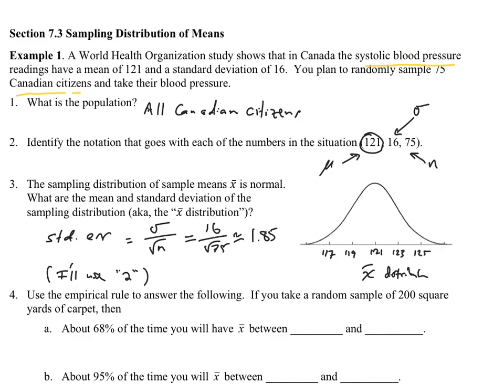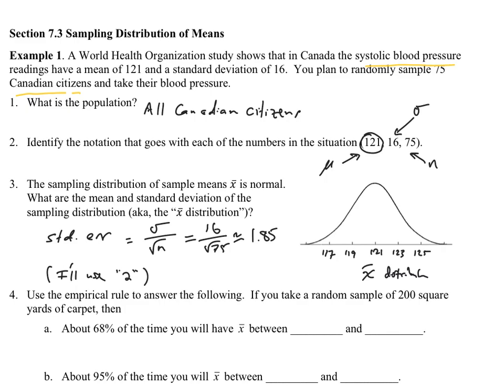So that gives me a sense that if I were to go randomly sample 75 Canadian citizens and take the average blood pressure of those 75 people, that average I would expect to lie in this range, and I expect more often than not it'll be close to 121, and very rarely would be outside of that.